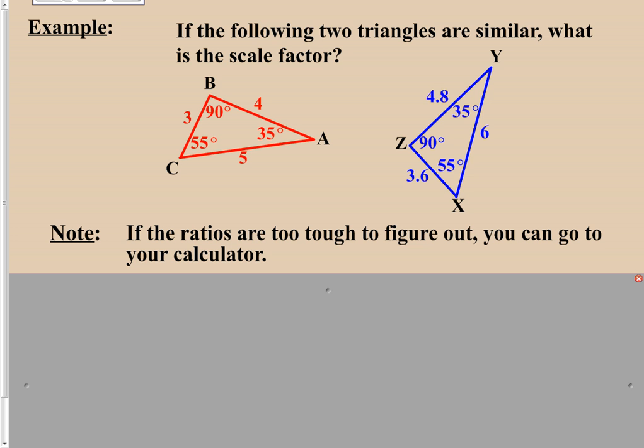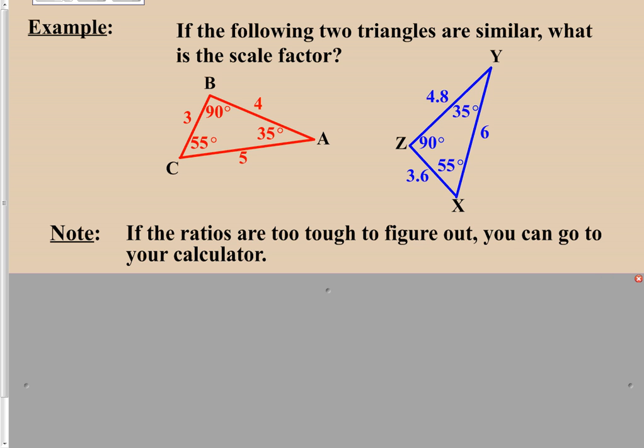Now, what we need to do is figure out the scale factor. That means we're going to have to set up the ratios that go from one figure to the other. Just like we did last time, we are going to compare from left to right as we move from numerator to denominator in each ratio. And I'm going to follow the same strategy that I gave you last time. I'm going to pick on the smallest set of sides first, then the medium-sized sides, and then the largest sides.